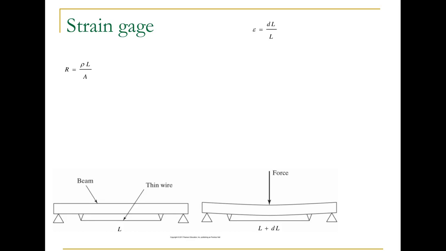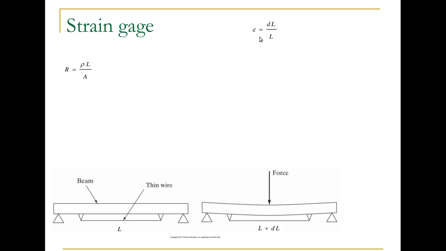A strain gauge has many uses. It's common for measuring strain, but also in transducers that measure force, acceleration, and pressure. Strain is the change in length divided by the original length, and this is the axial strain. And strain is typically very small.